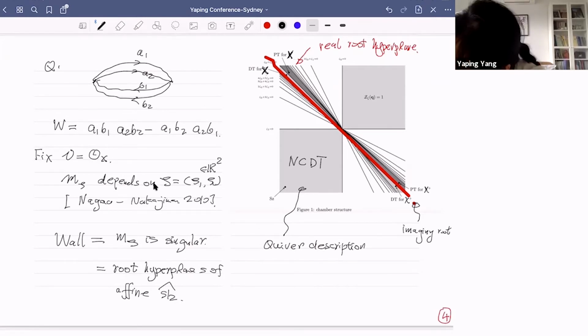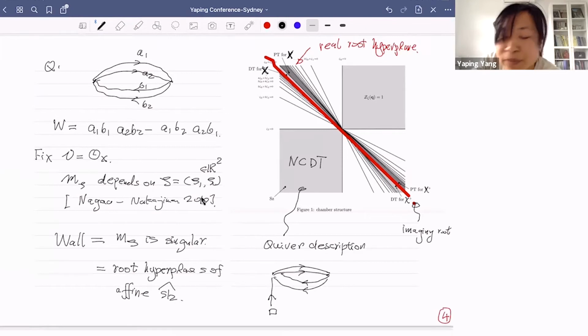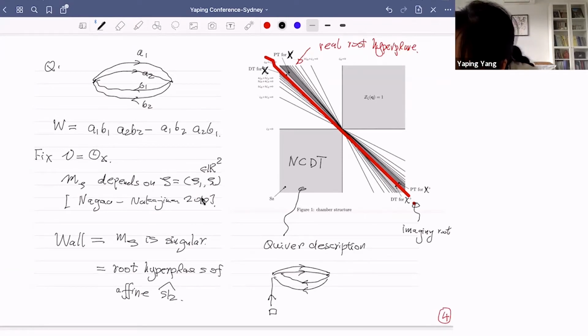So it's the following. I have the quiver for the perverse coherent sheaves, and this is a framing in this case. So I'm adding a framing like this. And so that's the quiver description for this chamber. And if you want to get the quiver description for other chambers, you can do a quiver mutation. If you do a mutation, you'll get the quiver for other chambers.